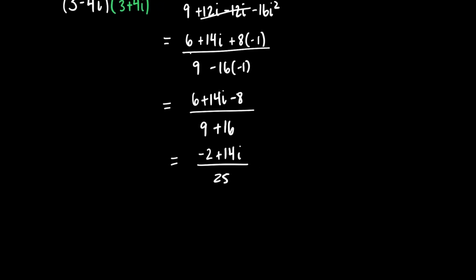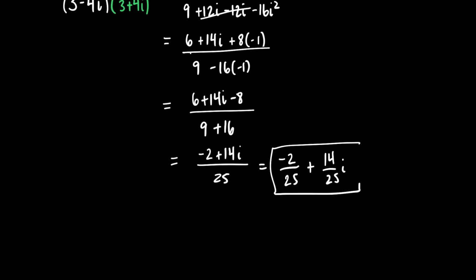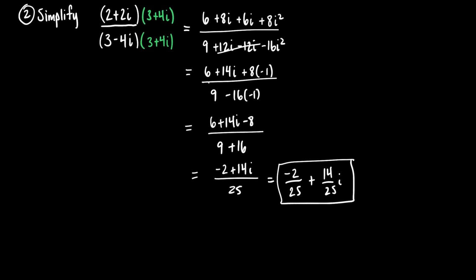I'm going to move a little bit here. So if we rewrite this and we divide each part by 25, we're not really dividing by 25, but we're just rewriting it. So negative 2 over 25 plus 14 over 25i. That would be your final solution here for this one.